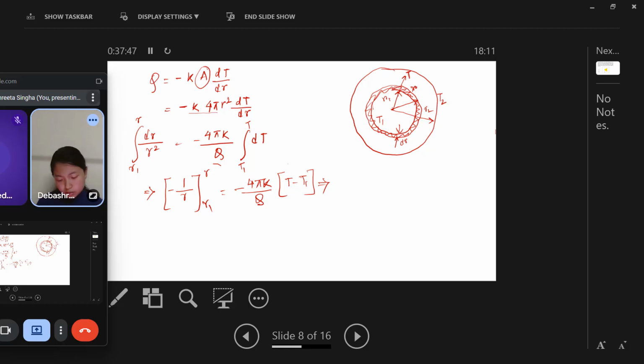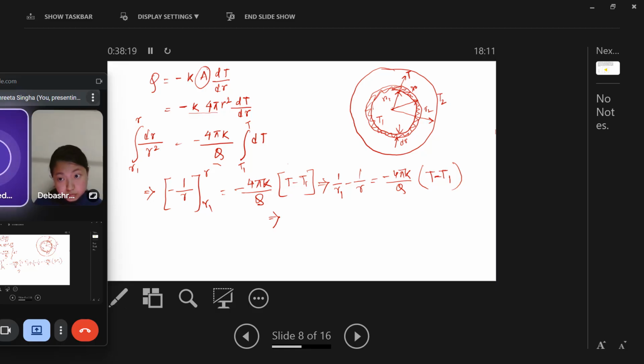So what do you get? 1 by r1 minus 1 by r is equal to 4 pi k by q, times T minus T1. So how do you get T from here?